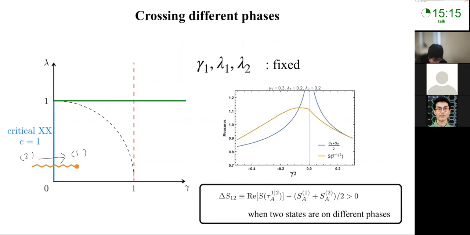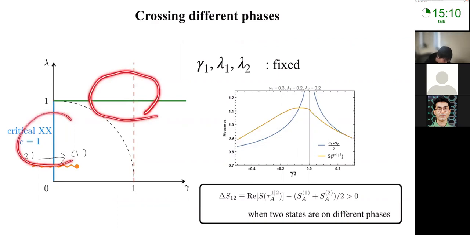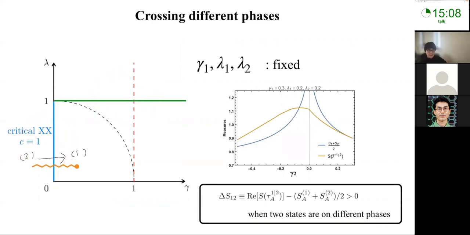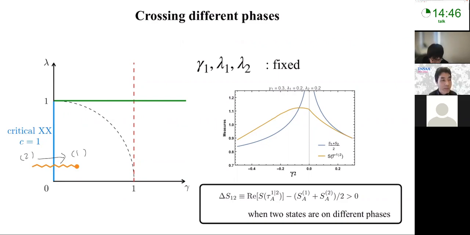Okay, so in this way we can confirm, at least in these two critical lines, that from the sign flipping or positivity of delta S12, we can argue whether or not two states belong to the same phase. So at least in this example, delta S12 can be used for detecting whether the two states belong to the same phase or not.